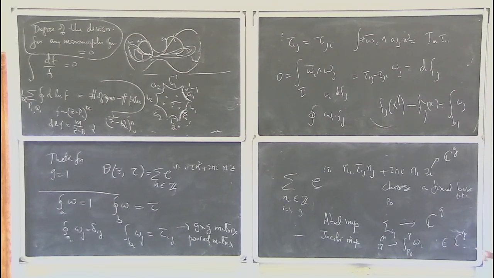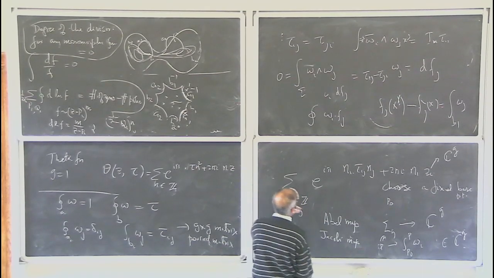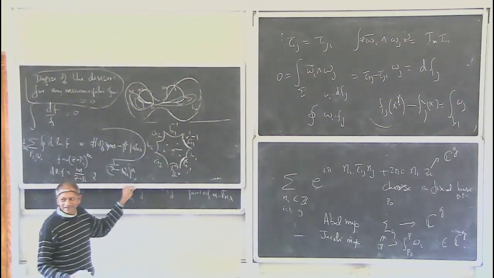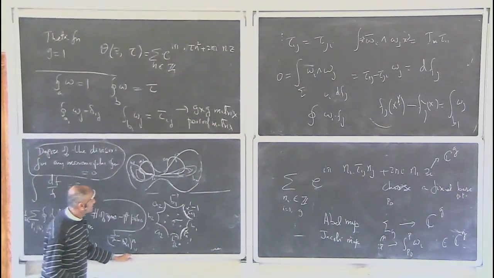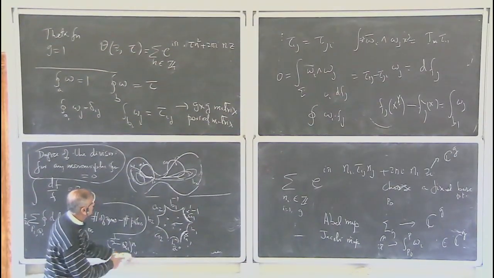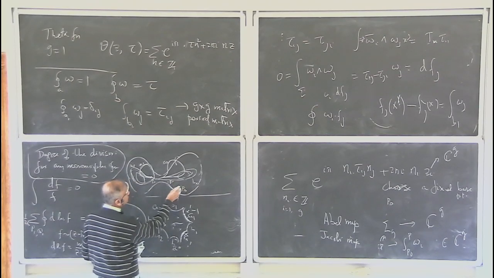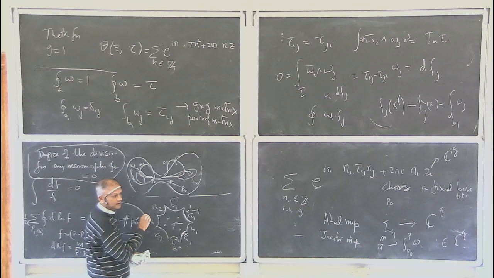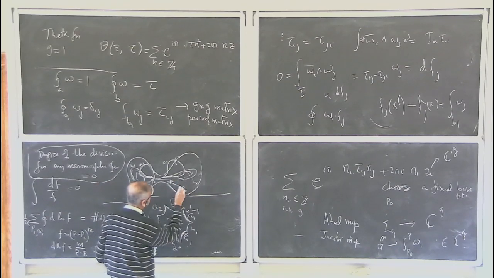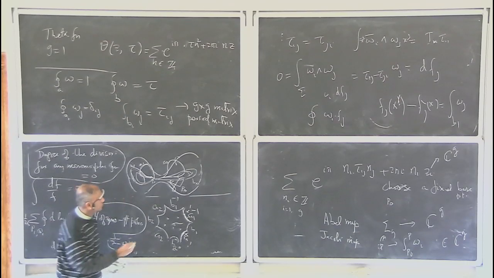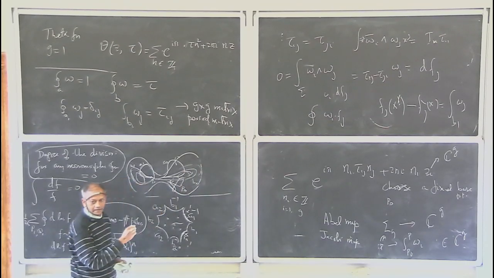But this map is obviously not unique, right? If I take the point P naught here and point P here, one path you can choose is just that, for example. But somebody else may choose a path which goes around here and comes back here, or goes around the B cycle and comes back here.